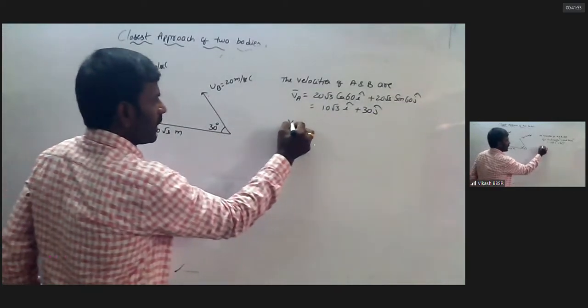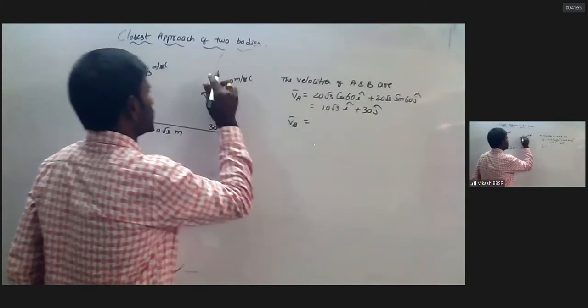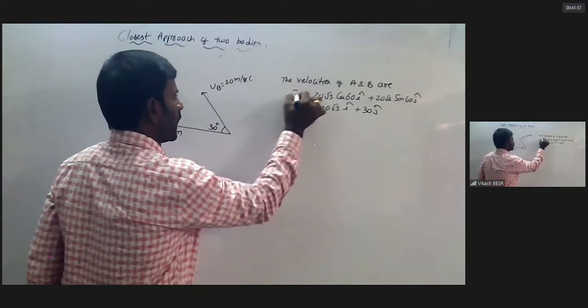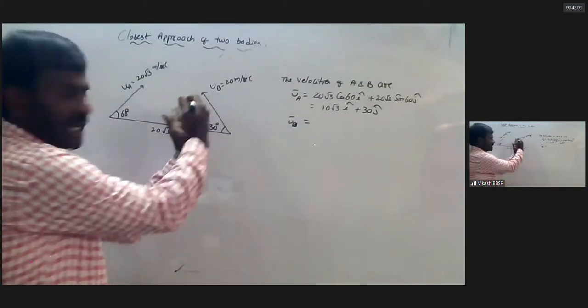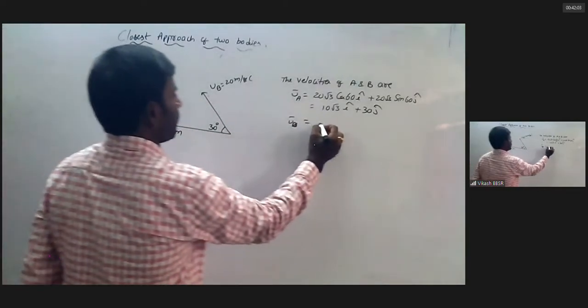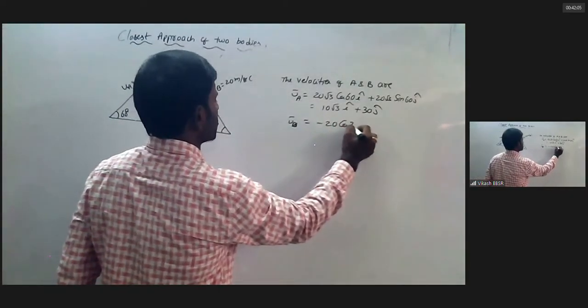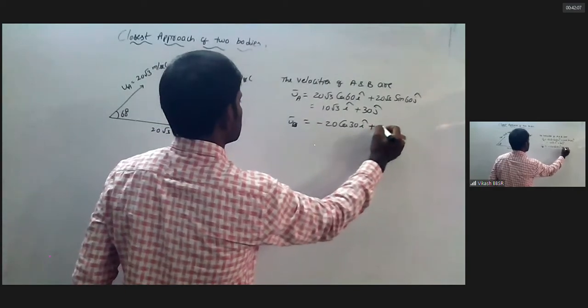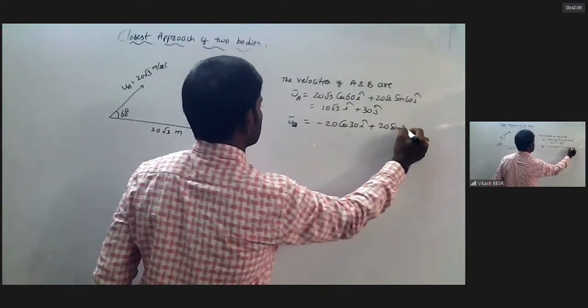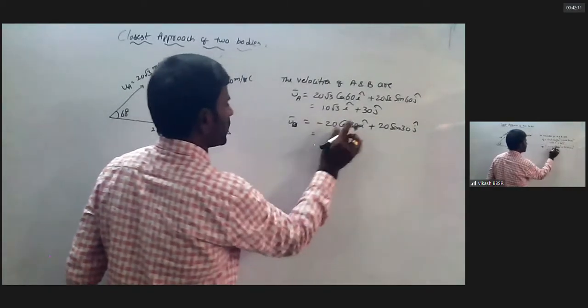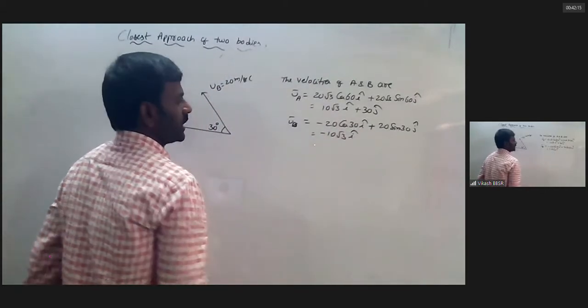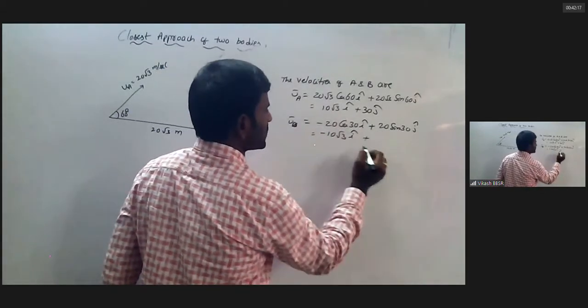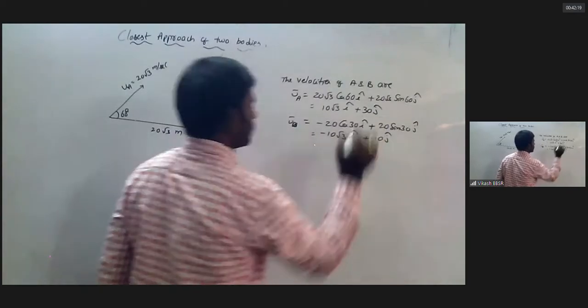Now, VB bar equal to, of course, given UB. UA bar, UB bar equal. See, one is the negative side will come. Minus 20 cos 30 i cap plus 20 sin 30 j cap. We should write 10 minus 10 root 3 i cap, then plus 10 j cap.